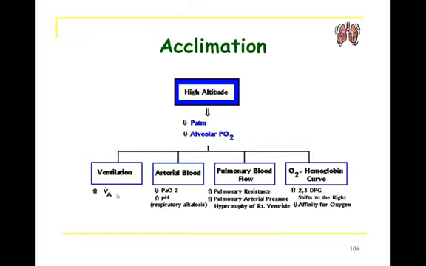Now, one thing to keep in mind is what stimulates this increase in ventilation. It is the low levels of oxygen that are picked up by the peripheral chemoreceptors, not the central chemoreceptors. The peripheral chemoreceptors are what sense the low levels of oxygen. So that will stimulate an increase in ventilation.